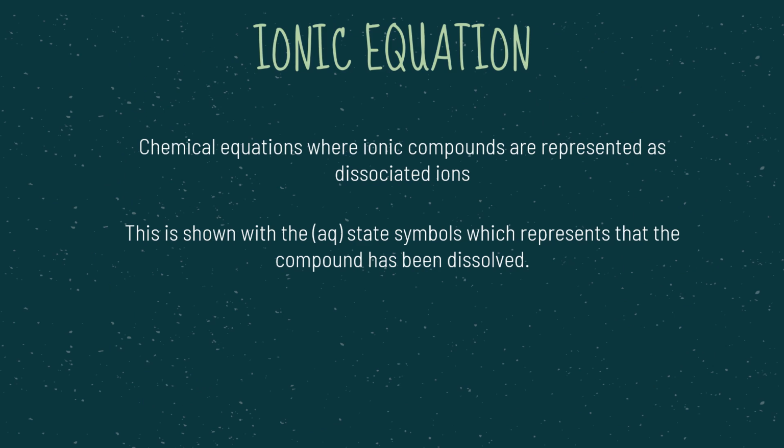Ionic equations are actually chemical equations where the ionic compounds are represented as dissociated ions. This is shown with the aq state symbol. This aq state symbol stands for aqueous, and it represents that the compound has already been dissolved, so it's been dissolved in a solution.